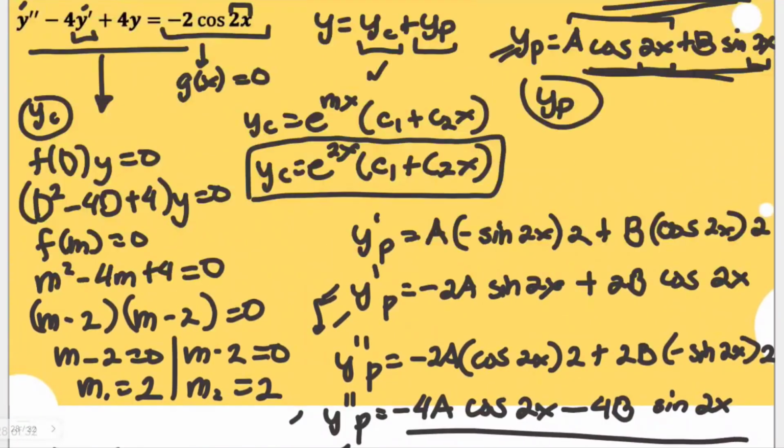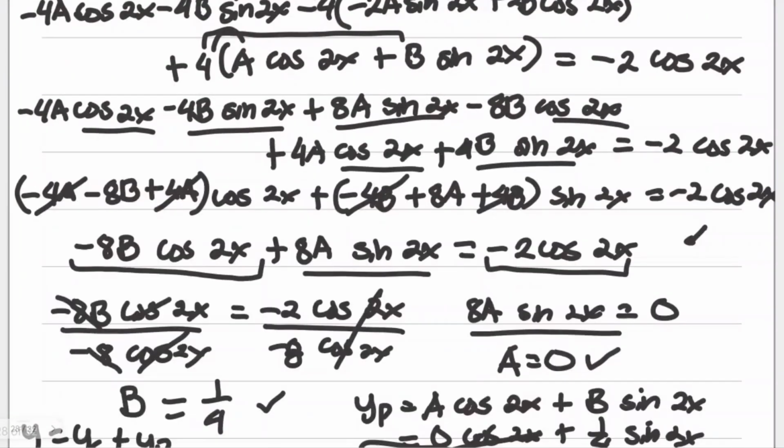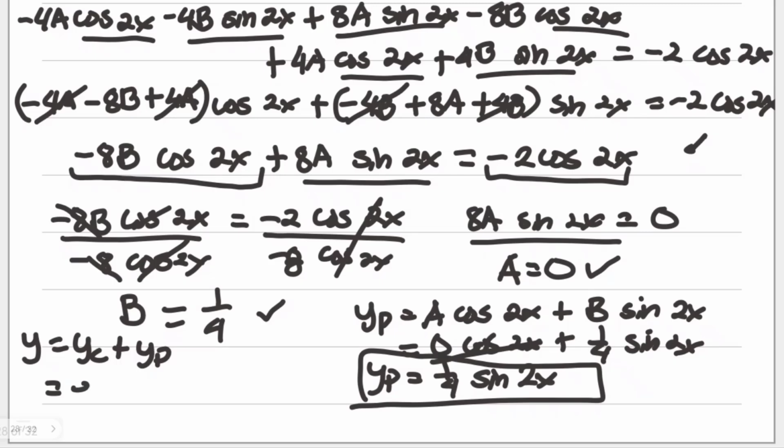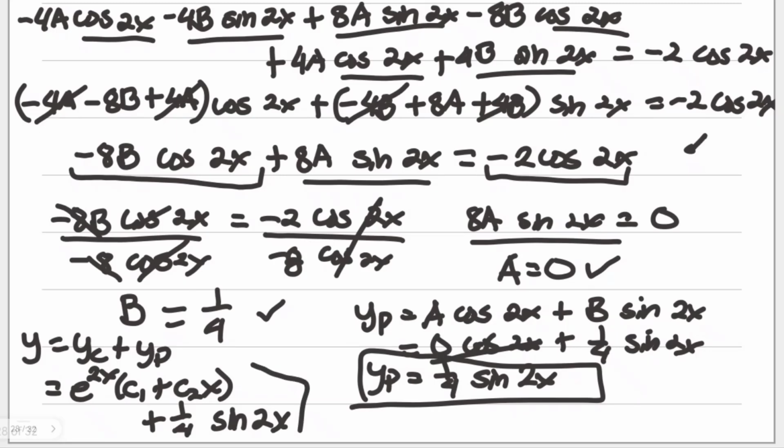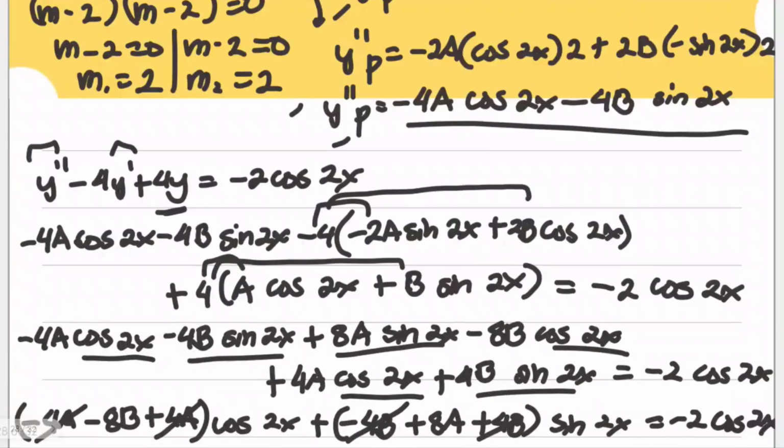Take note of your y sub c earlier with repeated real roots. So you could have it like this: e to the power of 2x, c sub 1 plus c sub 2 x, then plus your y sub p, which is 1/4 sine of 2x. This is now the final solution of the given non-homogeneous higher order equation, considering that our g of x is trigonometric.